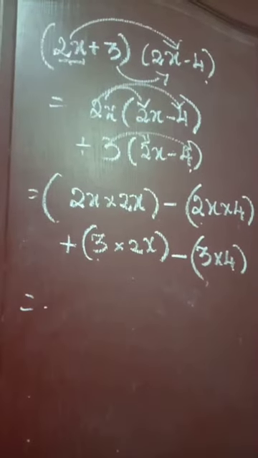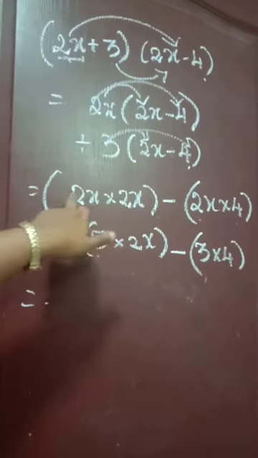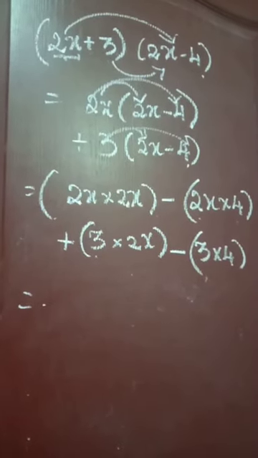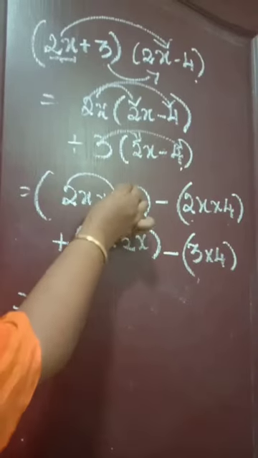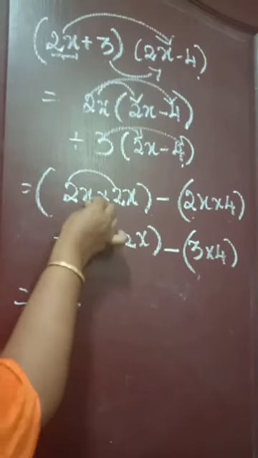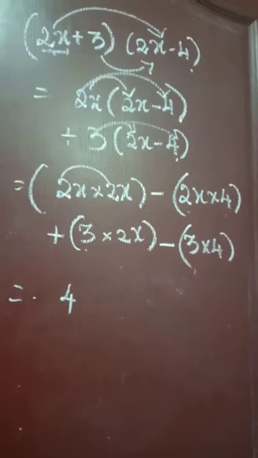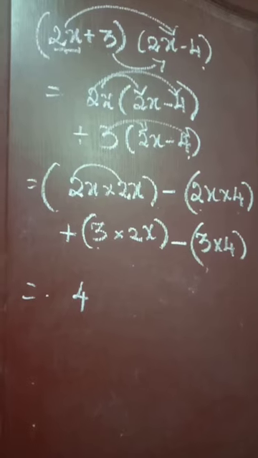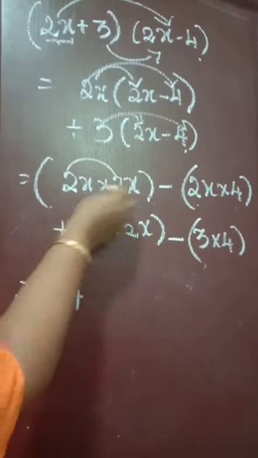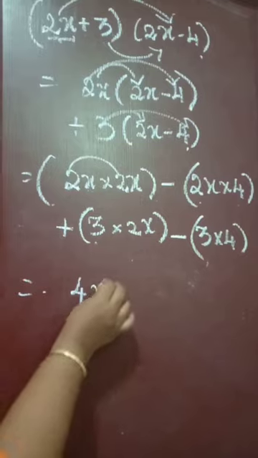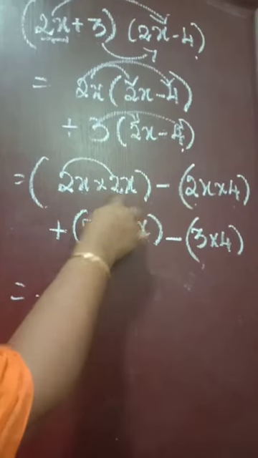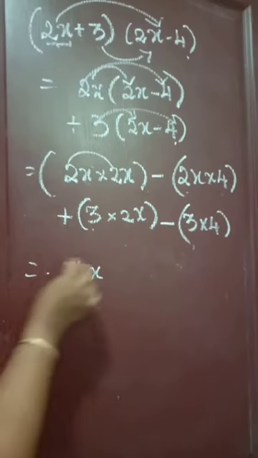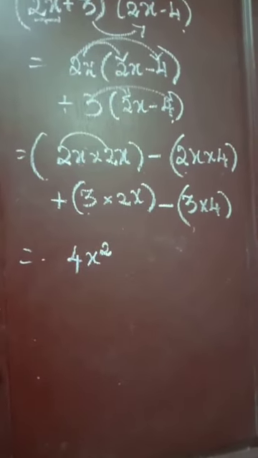Next, you have to multiply this first bracket. So 2 into 2. What is the answer of 2 into 2? Yes, 2 2s are 4. So x into x. If the variables are the same, you add the power. Here what is the variable? Yes, x is the variable. How many x are there? Here 1, here 1. So 1 plus 1 is 2. So 4x square.